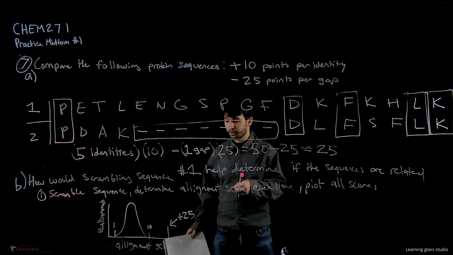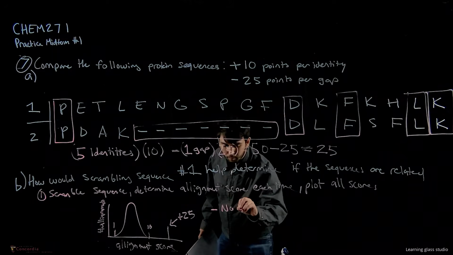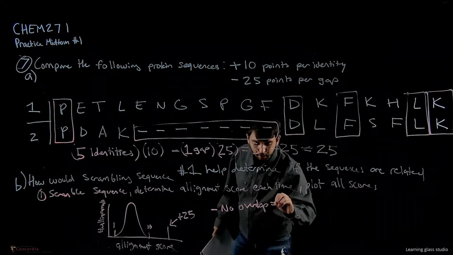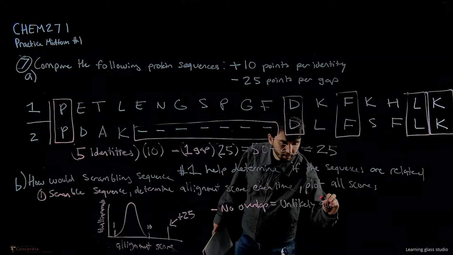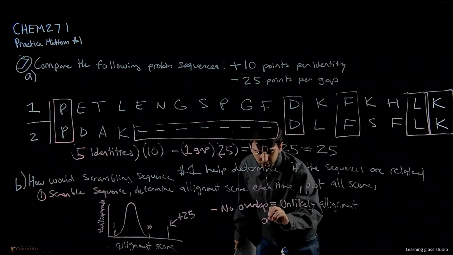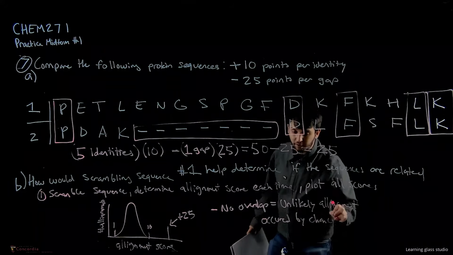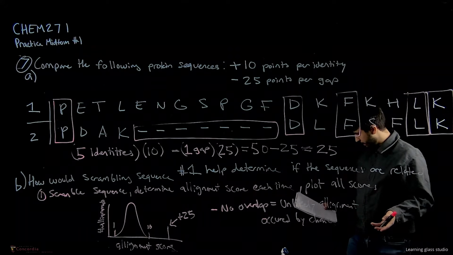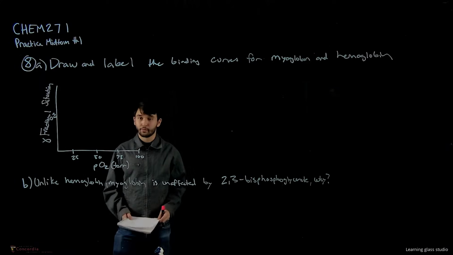So if there is no overlap, the alignment likely occurred by chance. Right? And there's probably some other evolutionary relationship going on here that would explain this. Right? All right, question 8.